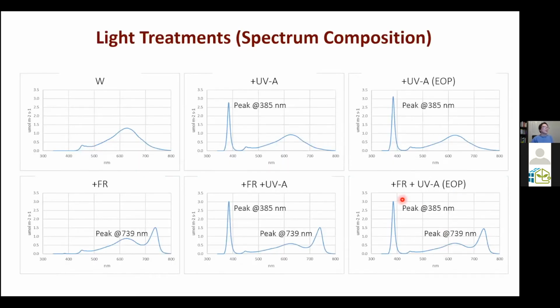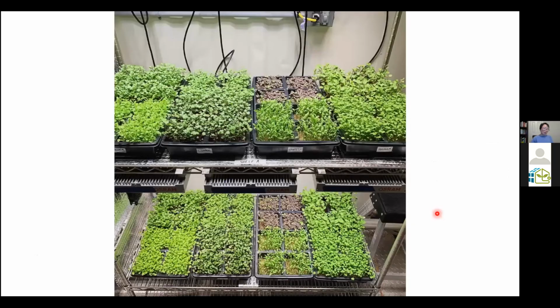And here are the spectra. This is the white 2700K spectrum, and then adding UVA. The peak is 385, so different from our greenhouse study. And then this is the far red, the peak is 739. And then this is far red plus UVA added to the white. And here is just adding the UVA for the last 5 days. And here is the last 5 days treatment. So these are the 6 treatments. And this is how the plants looked before harvest.